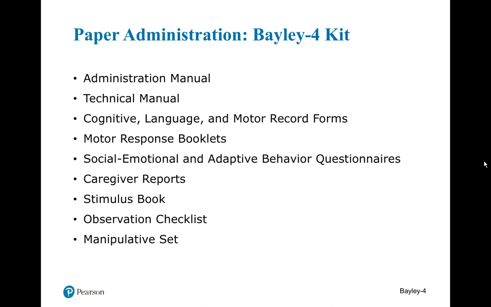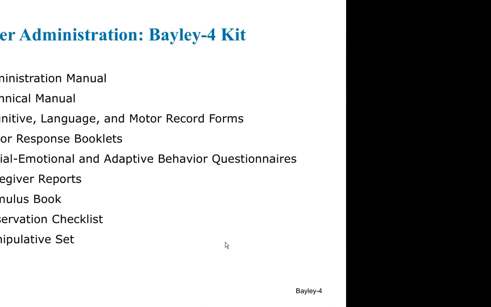I'm going to start here with a slide that Paul had mentioned a few minutes ago. He's listing out the different materials that are required for the paper administration of the test: the manual, the forms, the response booklets, the stimulus book, and so on. When we look at this from the angle of a digital administration, we're able to render much of these materials online: the manual, both administrative and technical, the record forms, the response booklets, the social and emotional adaptive behavior questionnaires, the reports, and the observation checklist. All of those components can be done in a paperless manner. Now, the stimulus book is still in paper form, as well as the manipulative set, and they come together as a set. So let's take a brief look at what that looks like.